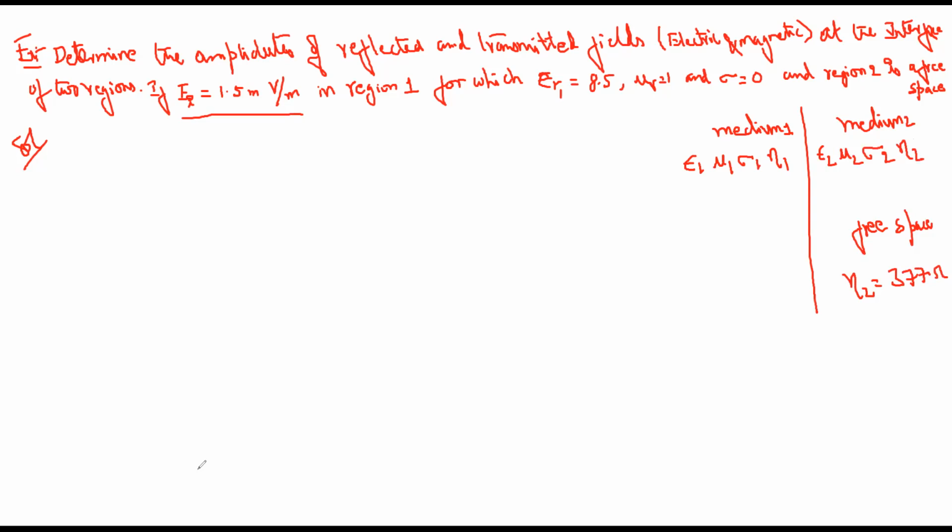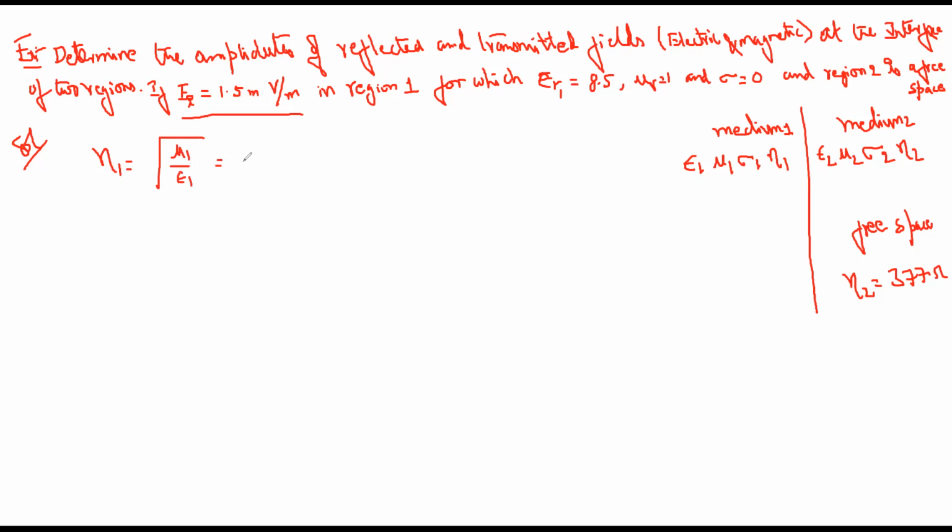125. So what they are asking is to determine the amplitudes of the reflected and the transmitted fields for both the electric and the magnetic field. Whatever we did in the previous example, medium 1 is free space there, here medium 2 is free space. Now we can find out eta 1.